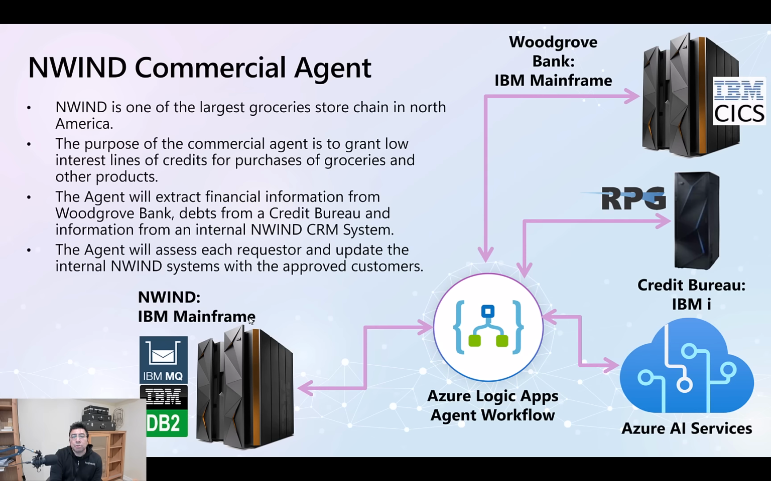At a high level, this is what it's going to look like. You have Northwind, which has an IBM mainframe that is running a number of subsystems like IBM MQ and IBM DB2. You have another mainframe called Woodruff Bank that hosts an IBM CICS system. And you also have the credit bureau that is running a lighter version of a mainframe called a midrange. Maybe you have heard about them in the past. They used to be called AS400s. Today they are called IBM i systems. And Logic Apps will be used to interact with all of these legacy systems and also to provide these AI capabilities through what we call the Azure Logic Apps Agent Workflow.